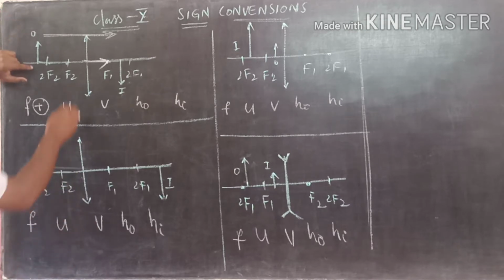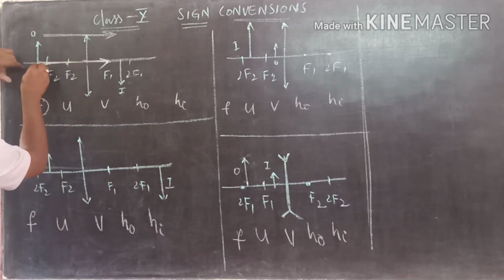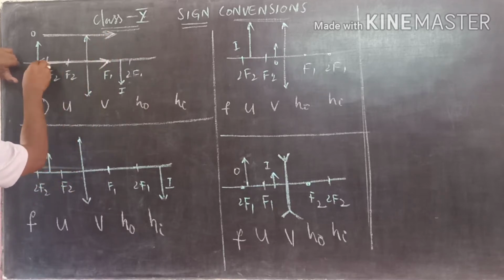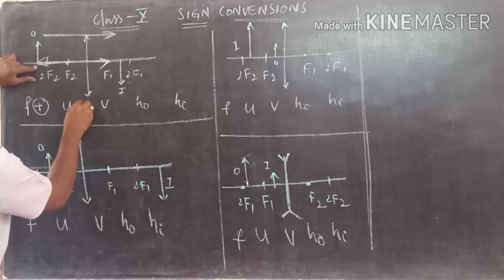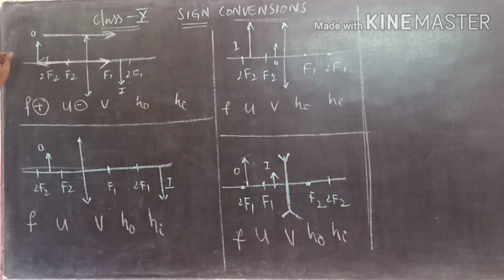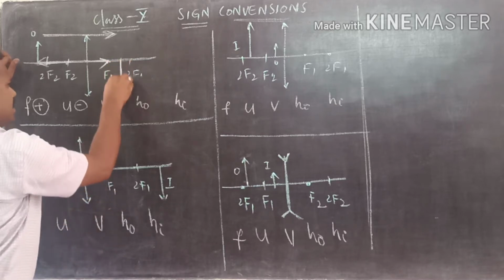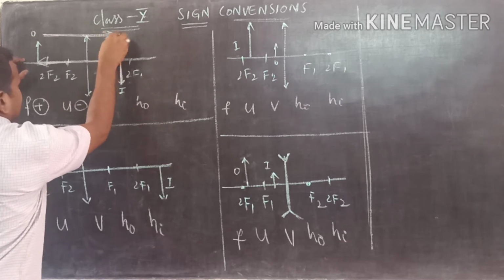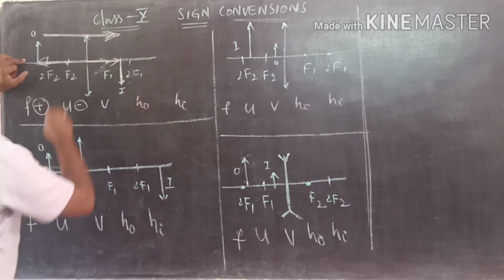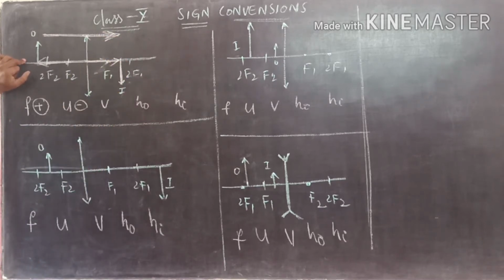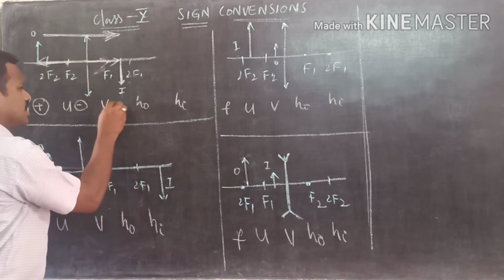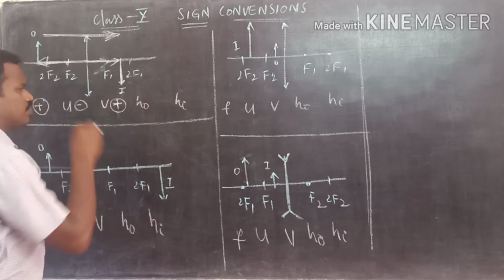Come to the object distance. The incident rays direction and the direction of measurement are in opposite directions, so it is considered negative. Coming to the image distance, the incident rays direction and the direction of measurement of image distance are in the same direction. So the image distance is considered positive.